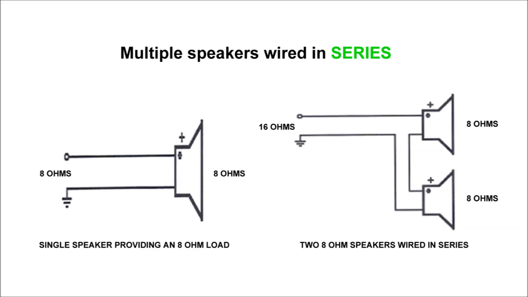Adding speakers in series increases the overall resistance of the circuit. Therefore, the resistance of each speaker is added together. This type of wiring allows the amplifier to run cooler and more efficiently.